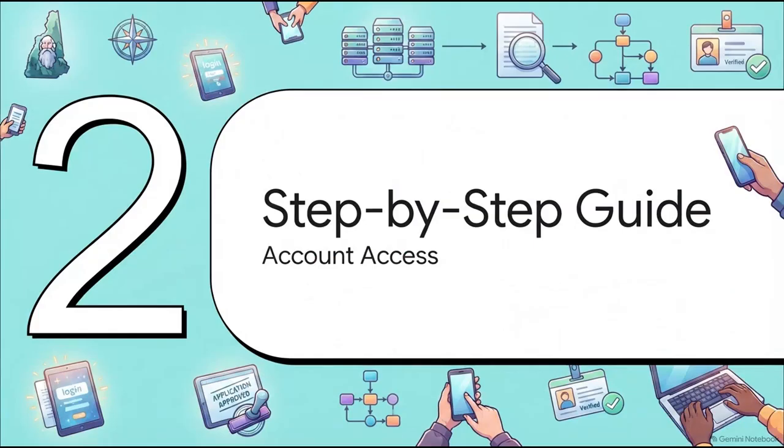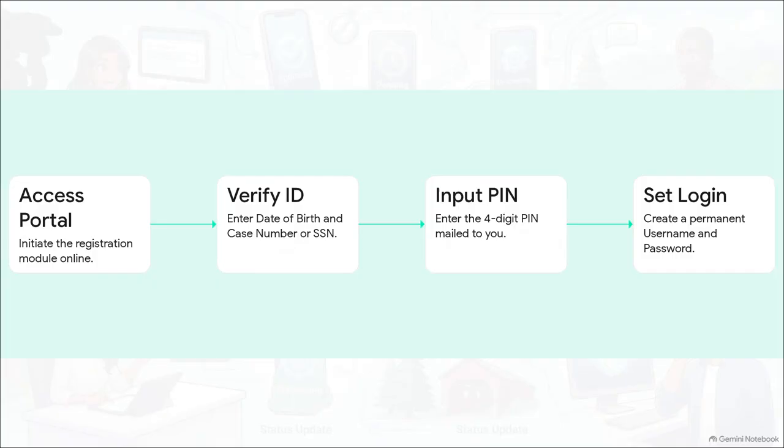Moving right along to Section 2, the step-by-step guide. Okay, let's get you set up. Getting registered requires a few specific steps to make sure your sensitive health data is totally locked down. First, you'll hop onto the NH Easy website and fire up the registration module. Second, you've got to verify your identity. You'll do this using your date of birth alongside a primary identifier, so think your social security number or the specific case number the state gave you.